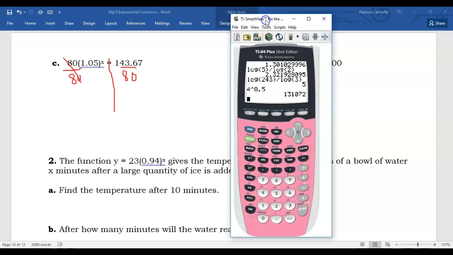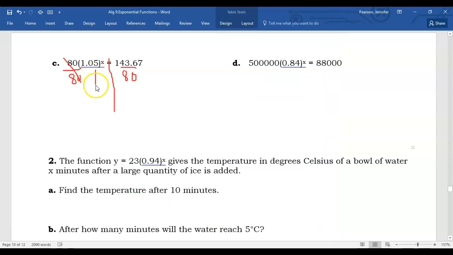143.67 divided by 80, and that gives me 1.8. I'm going to round that. So I'm going to drop down this 1.05x, and then on this side I have 1.8.